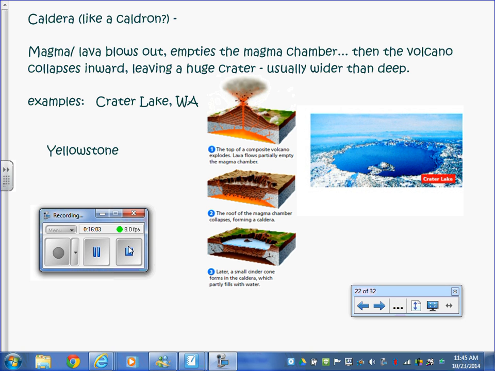This little bitty island in the middle is called Wizard Island or something strange like that. That's actually the cinder cone of where it erupted a little more. It's kind of in the middle of nowhere, but it's amazingly beautiful if you go there. Yellowstone, they think, is a super volcano, and it has probably a hot spot under continental crust there.